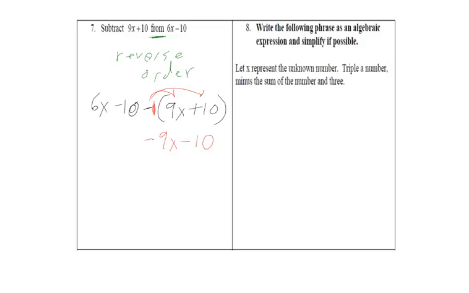First part stays the same. And from here we can combine like terms. So 6x minus 9x is negative 3x. And then negative 10 minus 10 is negative 20. That's our answer.